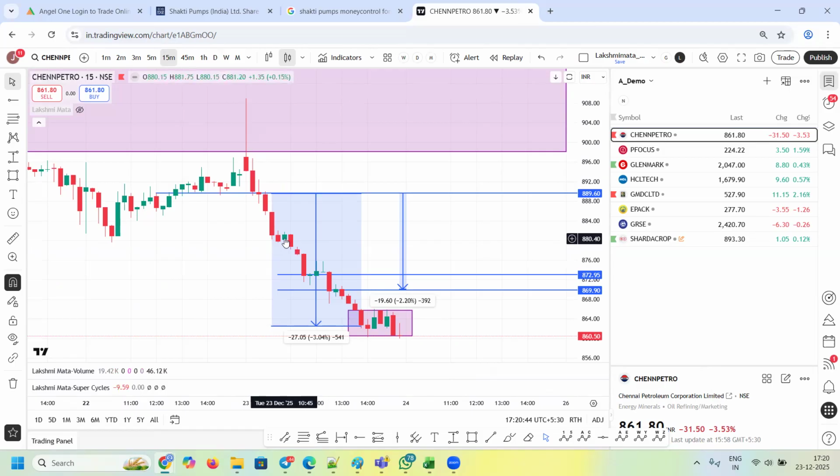Correct. Okay, this is small, this is one, this is one. And there is a big wick. So there is, and also this is a first hint. So it will go down.